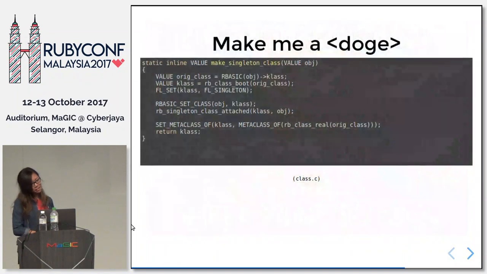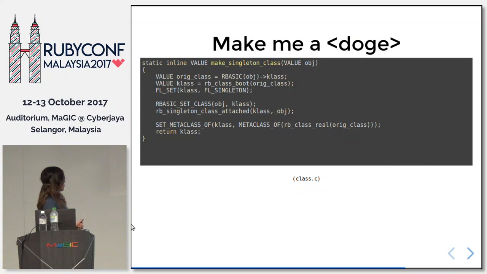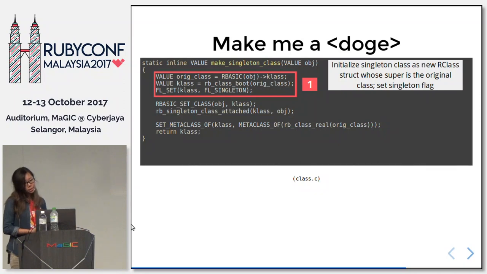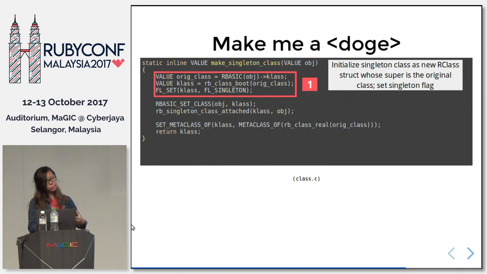And you can compare the size of the functions. So this is the function to make a singleton class. Again, pretty straightforward, and does three things. First, we actually initialize a new RClass struct for our new singleton class. And an important thing to notice is that the super of my new singleton class is actually the original class of my instance object. So if I make a singleton class of Doge, the super of this singleton class is going to point to Dog.